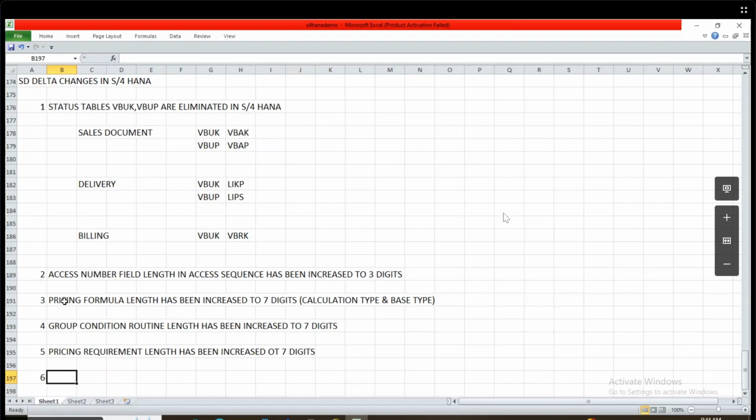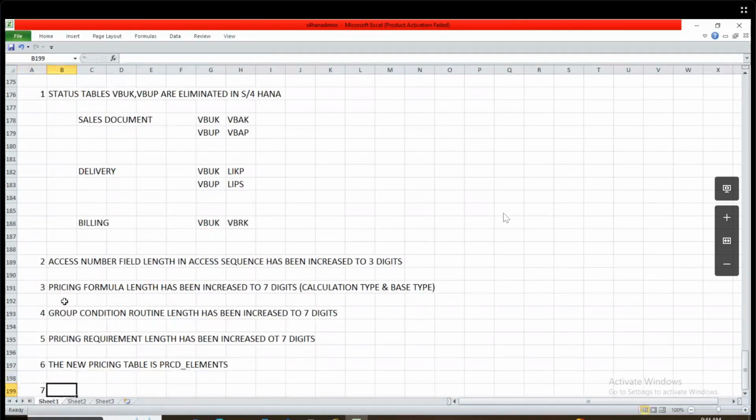The new pricing table is PRCD_ELEMENTS. The new pricing table is what? PRCD_ELEMENTS.